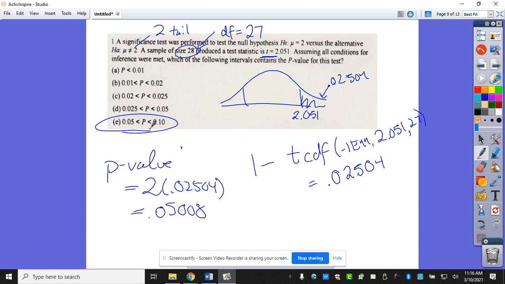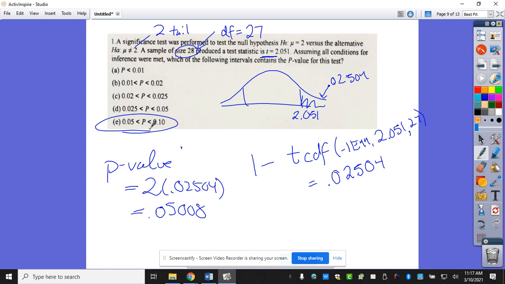You'll get strange problems like this on the AP exam and on our test because there are different ways to find the p-value with the t-test. There's a way to use the chart, which I don't explain because I think it's confusing, and there's a way to use the calculator, so they'll do something vague like this that either way works.